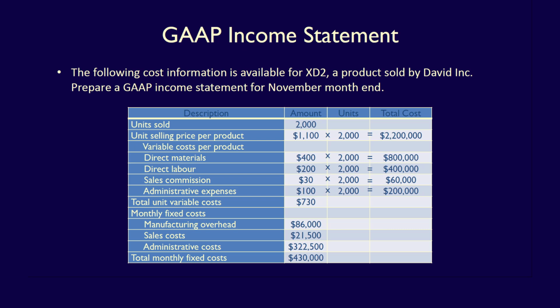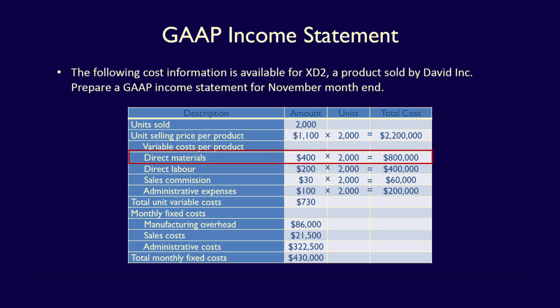In order to do that, we first have to determine the total sales revenue and the total variable costs. Units sold are 2,000, and if we multiply the units sold by the per unit selling price and then by each of the per unit variable costs, we will obtain the total sales revenue and the total variable costs for the month of November. Per unit selling price is $1,100 multiplied by 2,000 units is equal to $2,200,000, which is the total sales revenue.